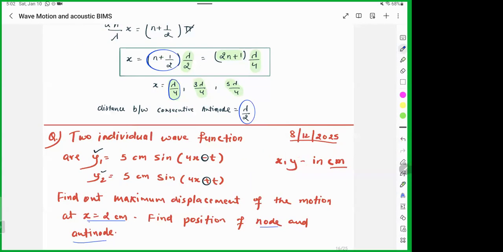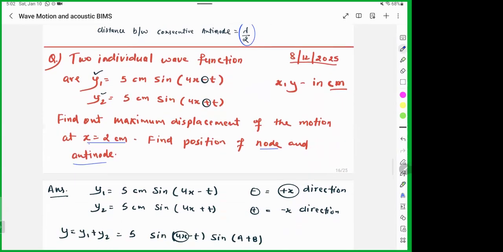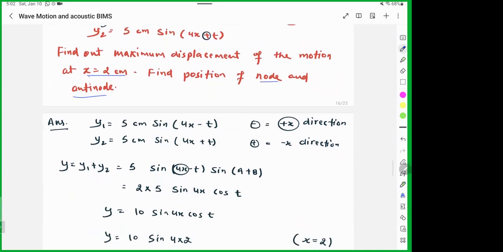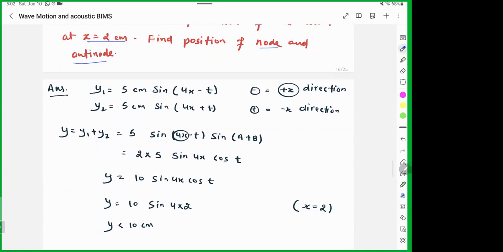Done guys. So you have to take the resultant value. Understand, both values are opposite to each other. One is plus, another is minus. If you take, what will be the value?